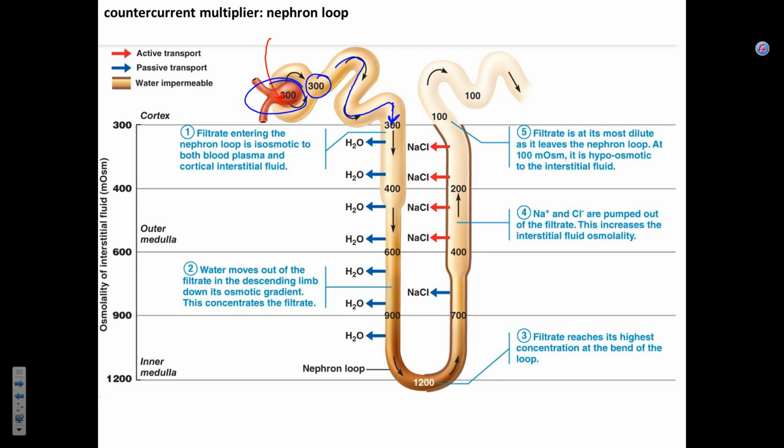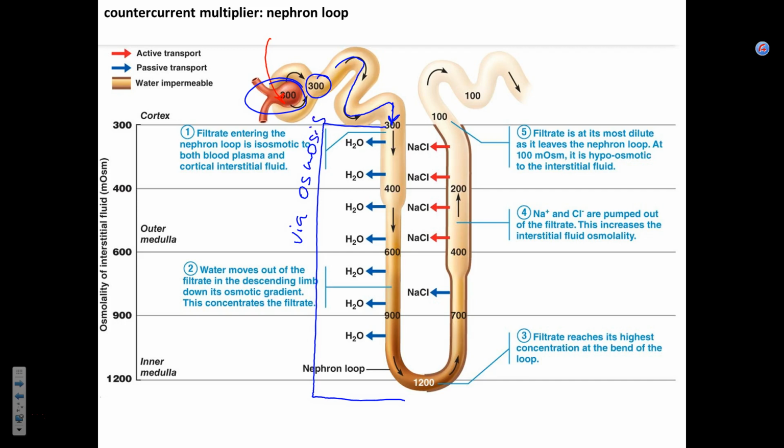Now look what happens in what's called the descending limb of the nephron loop. In this part, water is reabsorbed from the filtrate into the medulla of the kidneys. Remind me, please, what do we call the process in which water moves towards the area with the higher concentration of solids? That's osmosis. So in the descending limb of the nephron loop, water is reabsorbed via osmosis.